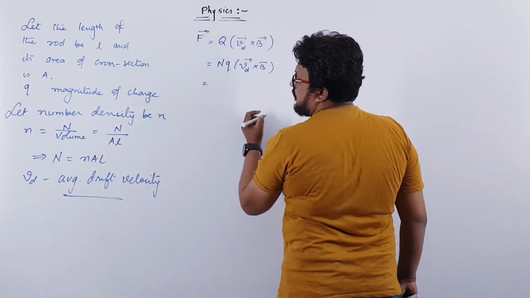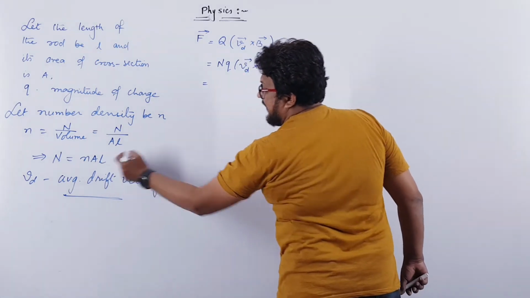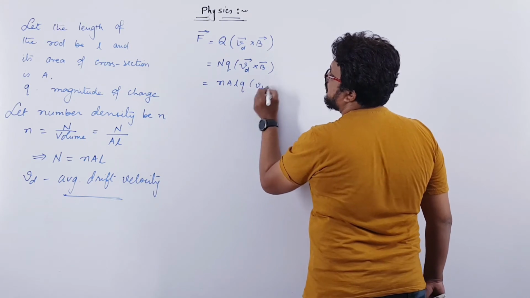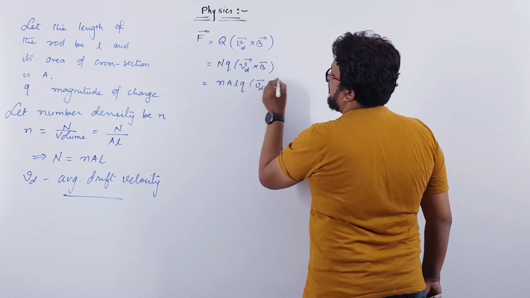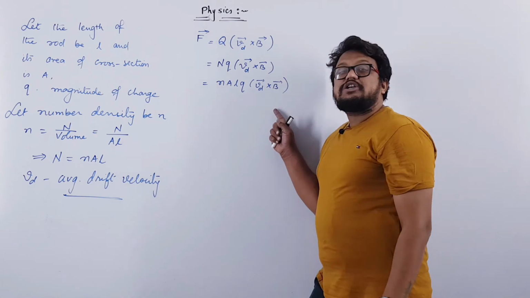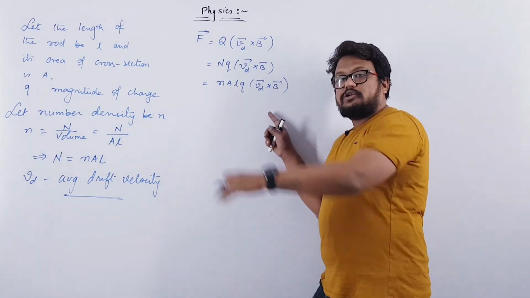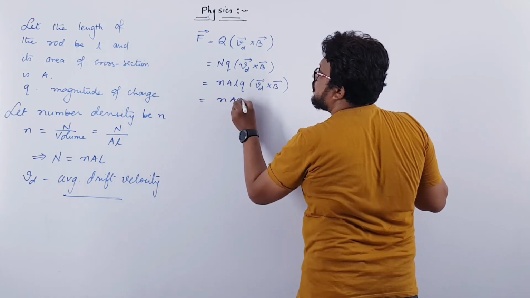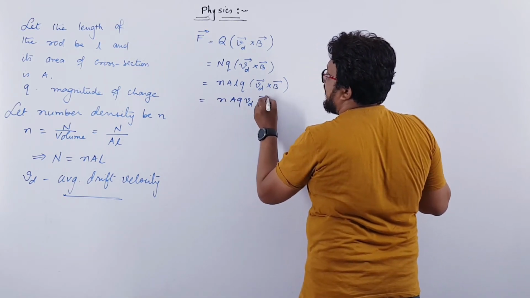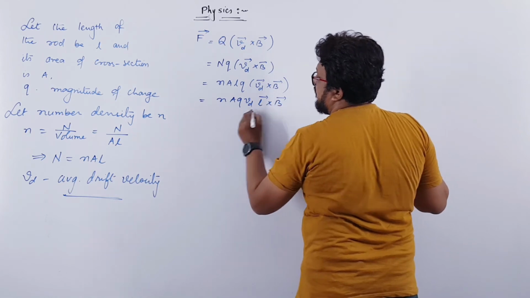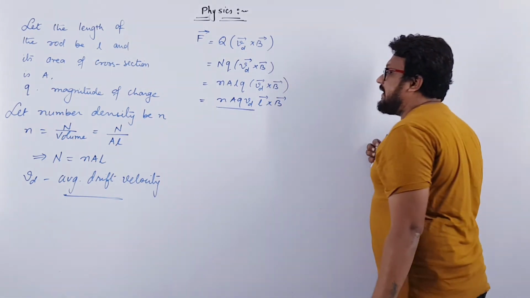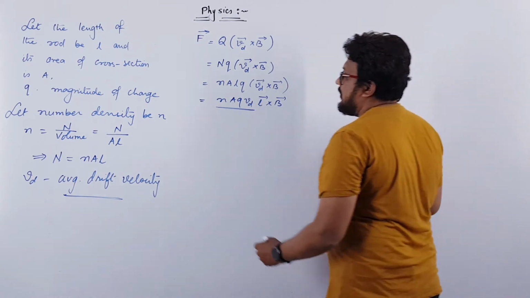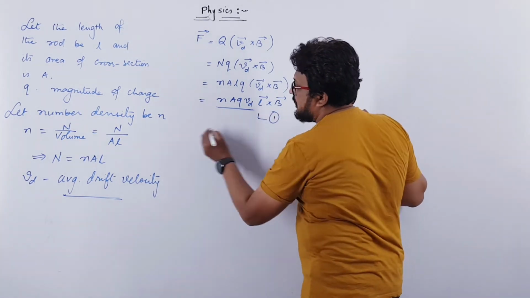So this will be equal to, what is N? N is nAL. So nALQ into Vd cross B. Now remember, the velocity of this charged particle will be along the length of the rod, right? So you can change this as nAQVd into L cross B. Why are we changing this? Because nAQVd, you might have come across this term. Let this be equation number 1.